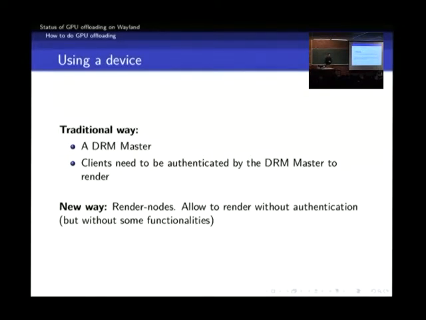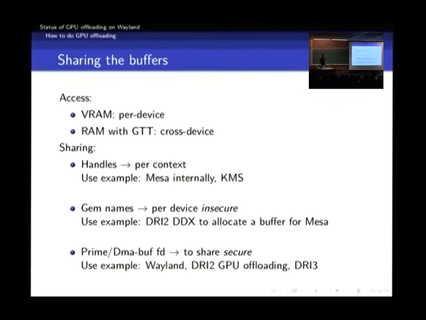But there is a recent other way introduced, which is render nodes. Render nodes are device paths that I can open. I can open the device with them and render without the need of authentication. But since I don't need any authentication, I won't be able to use some functionalities like gem names. So what are gem names?